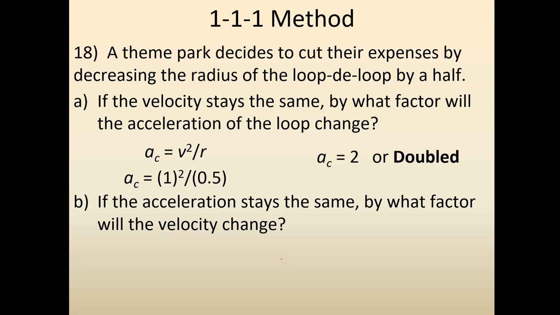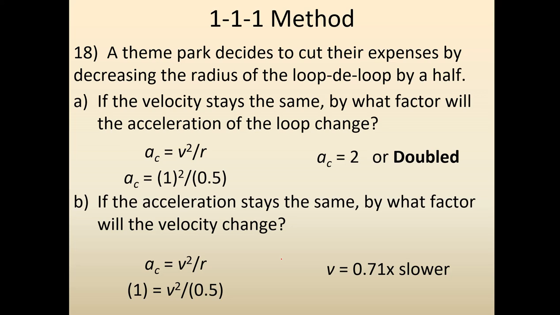So in part B, we say, okay, well, how would I have to change the speed so that the acceleration stays the same, doesn't change? So we do the same thing. This time, the 1 goes in for the acceleration, and now we're going to figure out what we'd have to do with the velocity. Obviously, we're going to have to decrease the velocity, but the exact amount is we'd have to decrease it by 0.71.